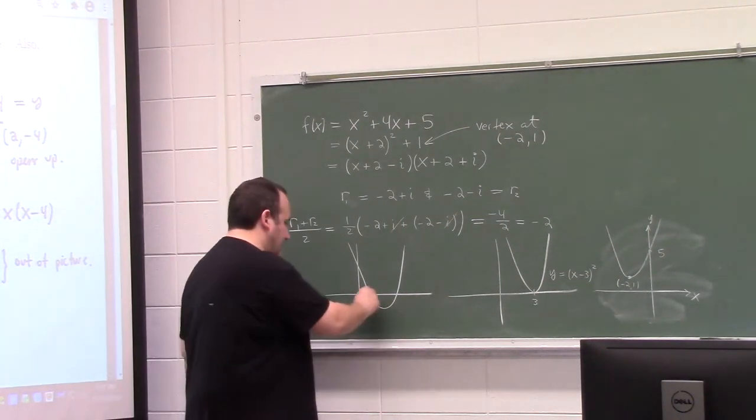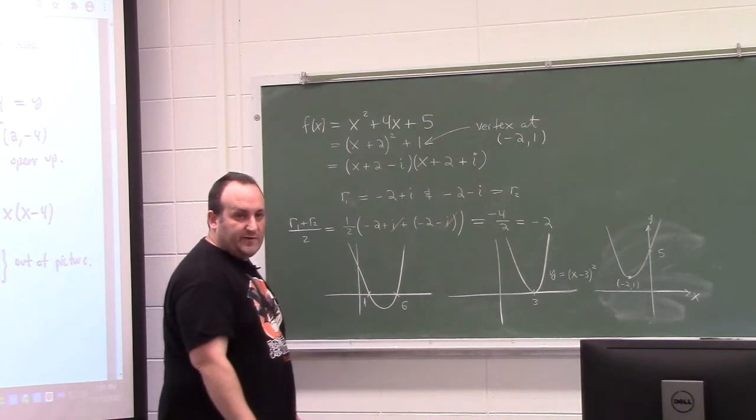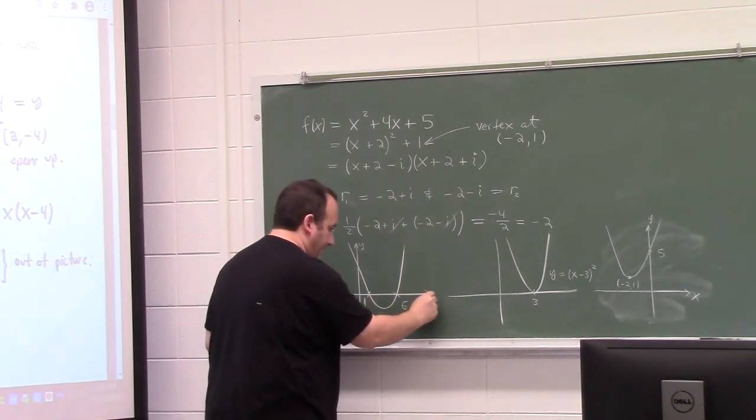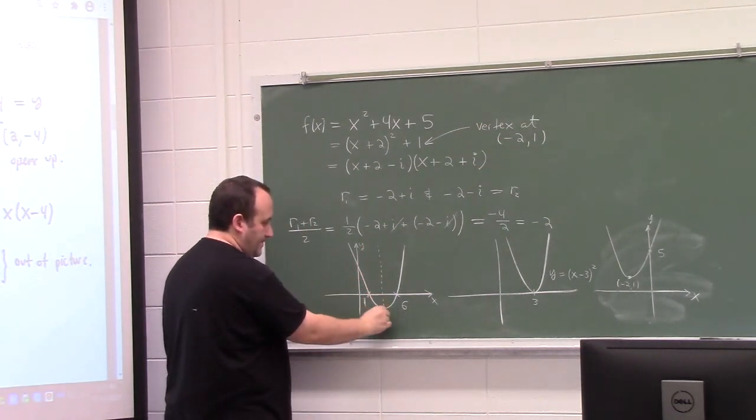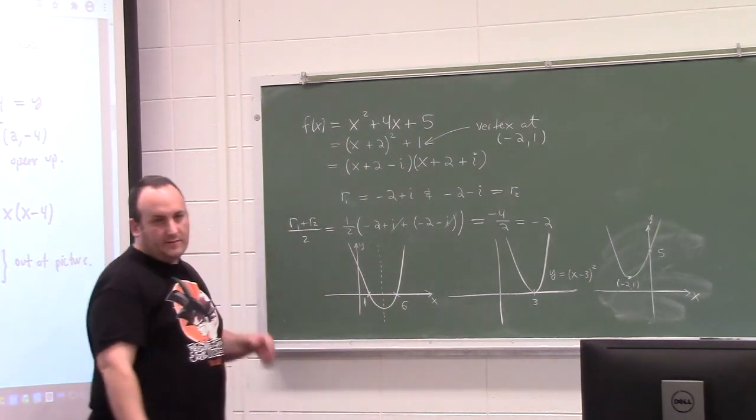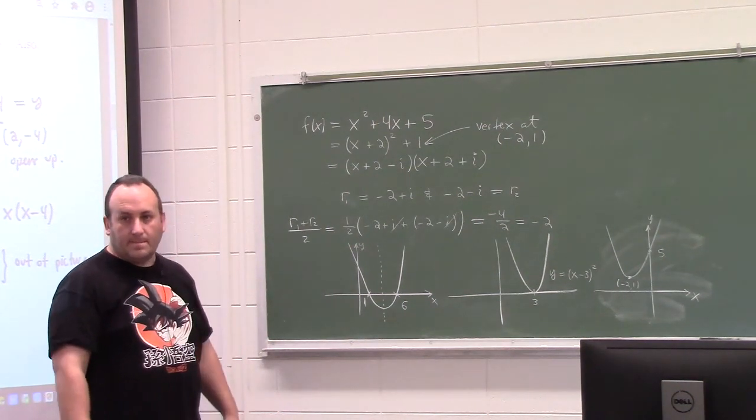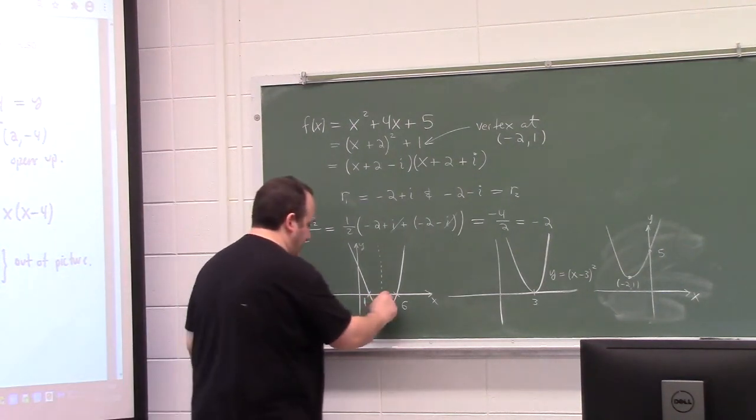This one, if this is 1 and this is 6, right? Then where's the vertex if this is a parabola? It's halfway between 6 and 1, right? 6 plus 1 over 2 is what? 3.5? Yeah, 7/2, right?